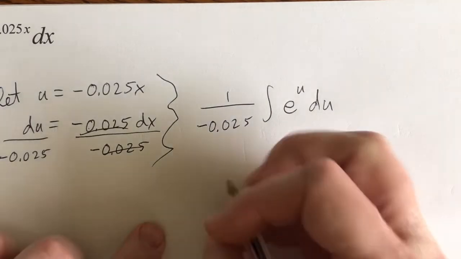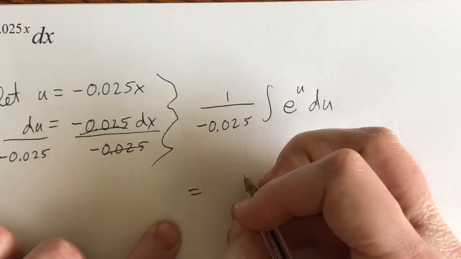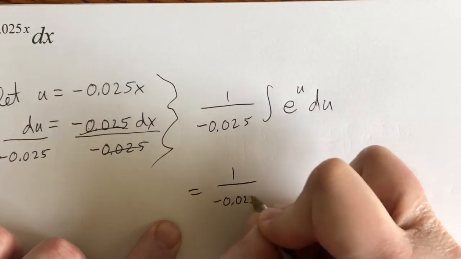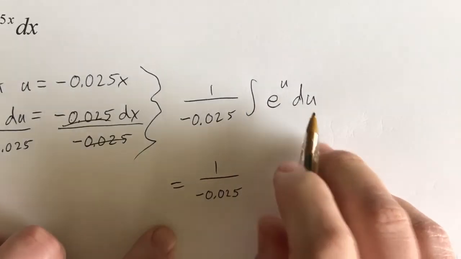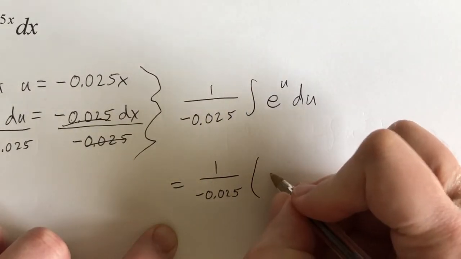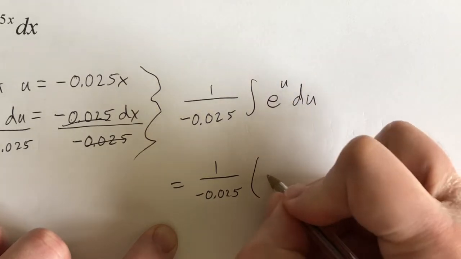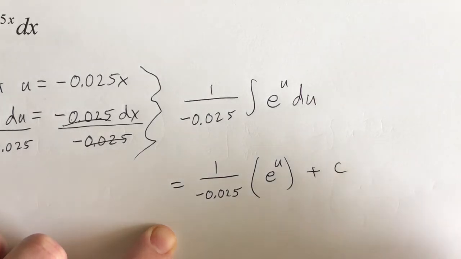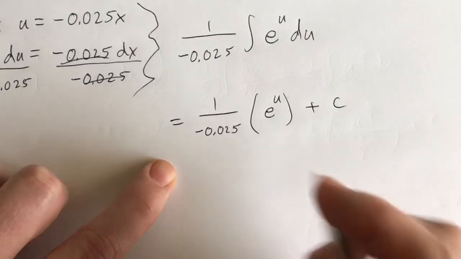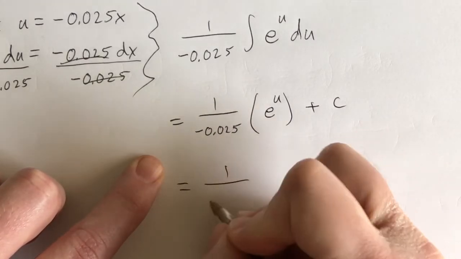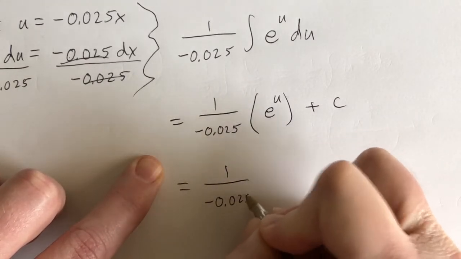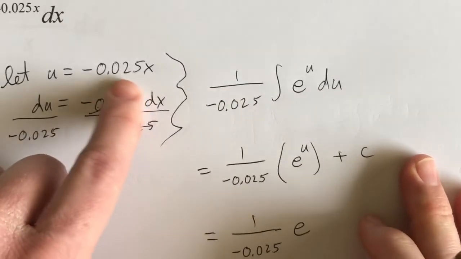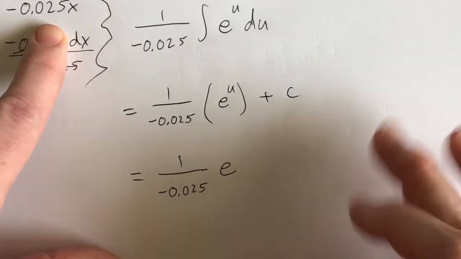All right, so let's go ahead and finish the job. So this number stays the same. And then let's evaluate this integral. So what's the integral of e to the u? It's just e to the u. And then we put our plus c. Now, we don't want to leave it in terms of u, so we do this. Times e to the, what's u? Oh, there is u, right there. There it is. So let's write that down.